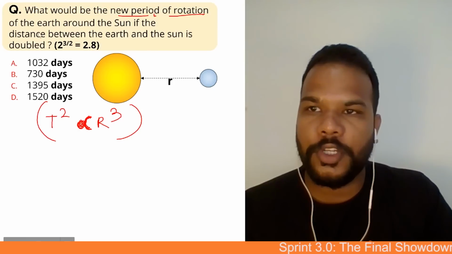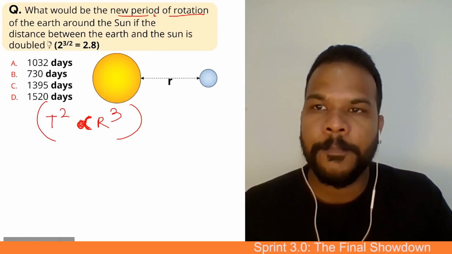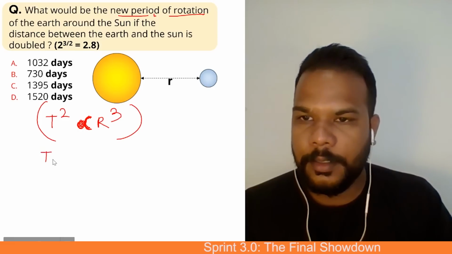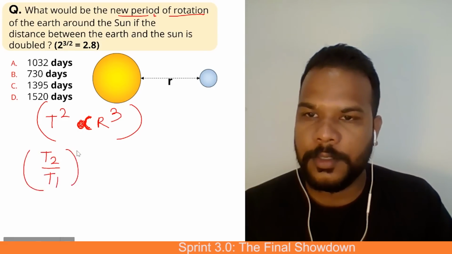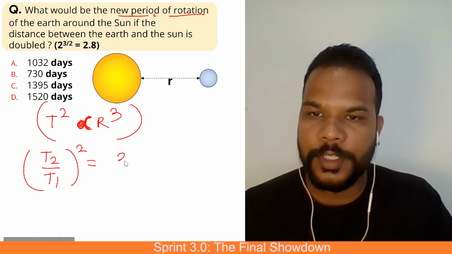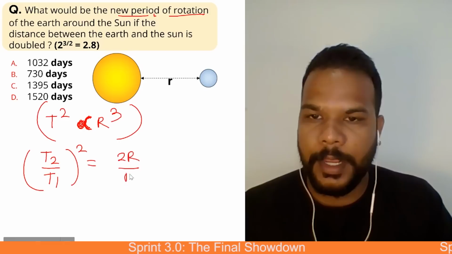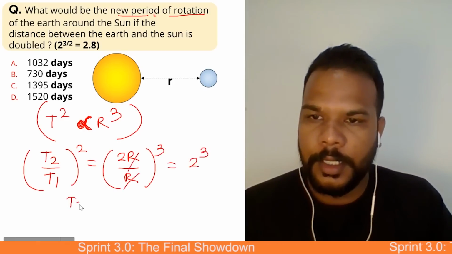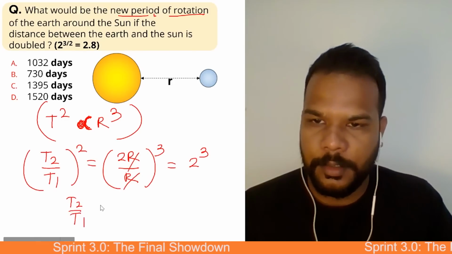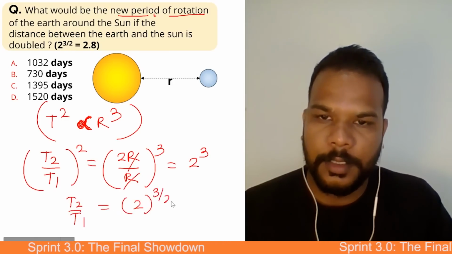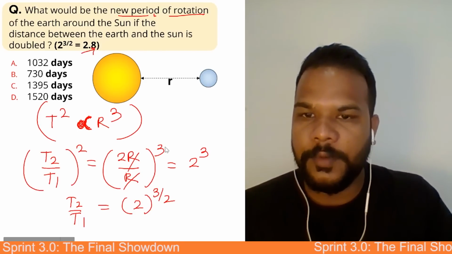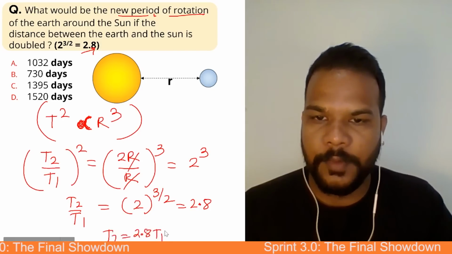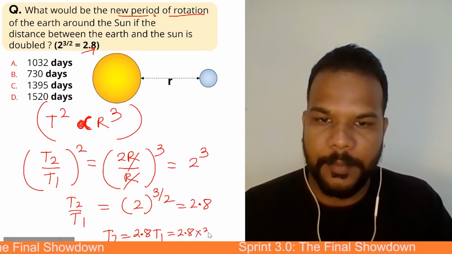what will be the new period of rotation of the earth, in fact revolution of the earth around the sun, if the distance between earth and sun is doubled. So T2 by T1 square should be equal to R2, which is 2R, we are doubling the distance, by R, its cube. So this becomes 2 cube, and T2 by T1 can be written as 2 to the power 3 by 2, and 2 to the power 3 by 2 is given to us as 2.8. So T2 is 2.8 times T1, which is 2.8 multiplied by 365.